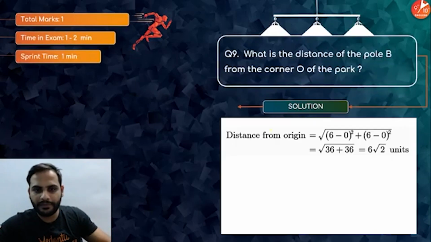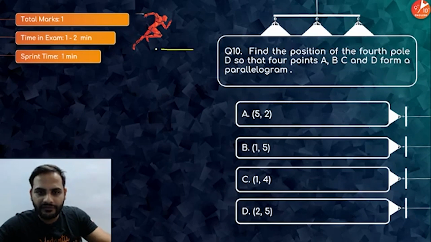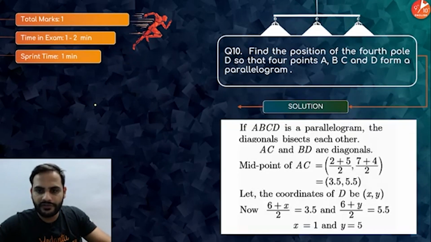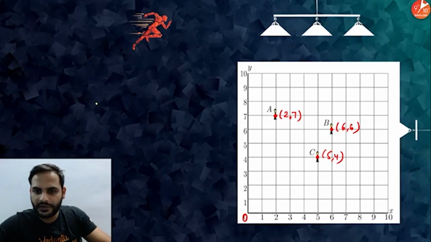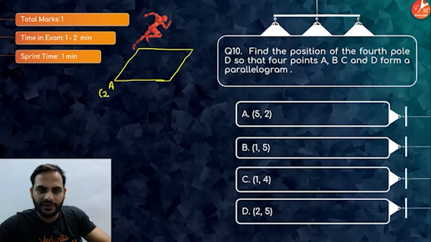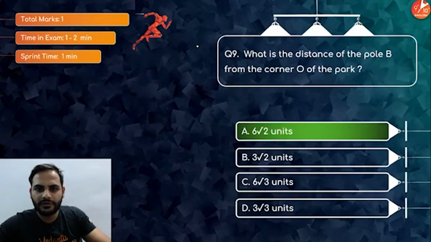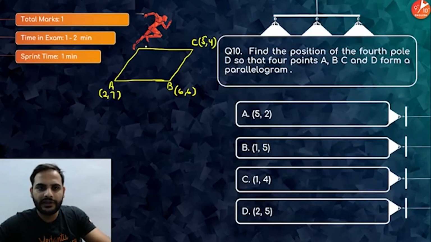Questions on parallelograms, these kinds of questions are already there in your NCERT. Suppose we have a parallelogram like this. What is the coordinate of A? A is 2, 7. B is 6, 6. C is 5, 4. And D's coordinate we don't know. Let's say xd, yd. That we need to find out.